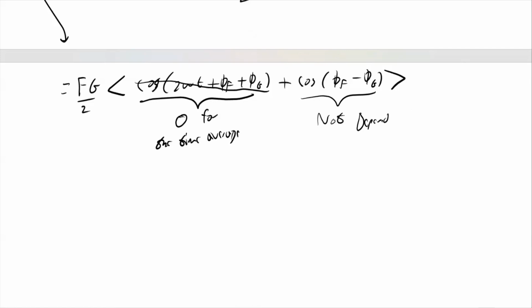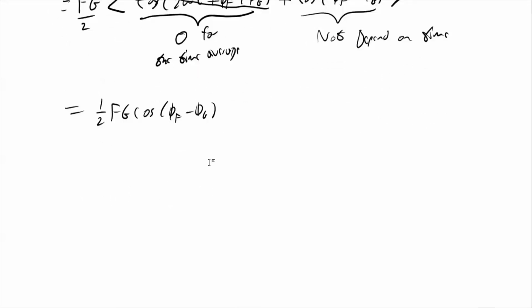Not depend on time. Okay, well, then that can come out of the time average. So we just have 1/2 f times g times cosine (phi f minus phi g). Okay, so lovely. Now we recognize once again that cosine is the real component of the complex exponential. So we have 1/2 f times g times the real component of e to the j (phi f minus phi g).